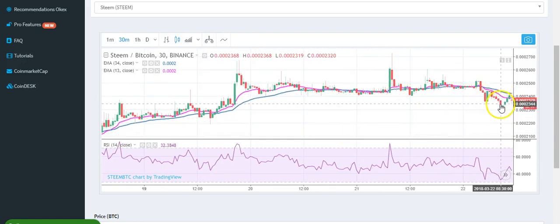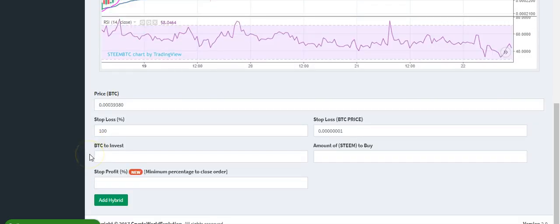So if you buy right here, you would set your stop profit percent to 3%. You would invest however much you want to invest, and then you would set your stop loss percent to 100. You leave this alone. This just means that this right here and this are the same. If I change this, then it changes this. So it says the same thing.